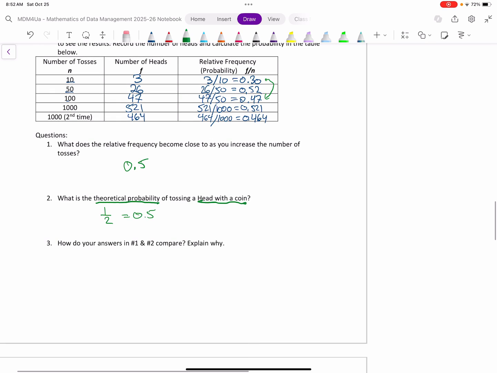The idea is that if you increase the trials for an experiment, you're ultimately going to get closer to the theoretical probability. So if I was to do 10,000 trials, I'm going to be closer to my theoretical probability. And this is why we do experiments sometimes when you can't determine theoretical probability, because the idea is it's going to give you something that is close to it over time.